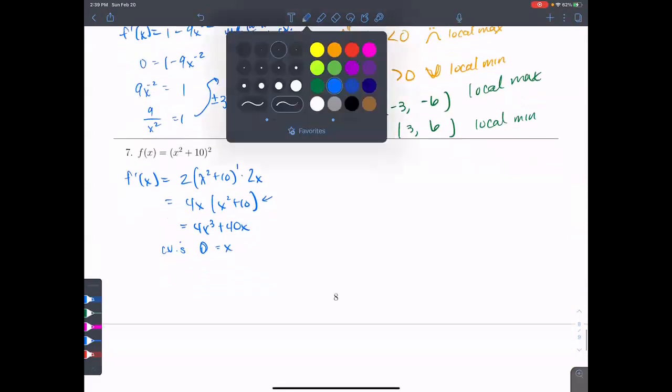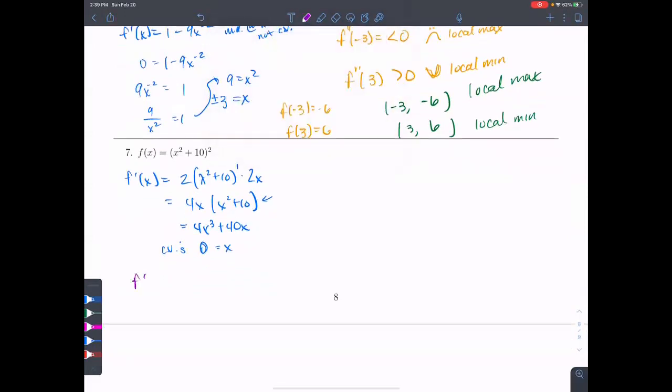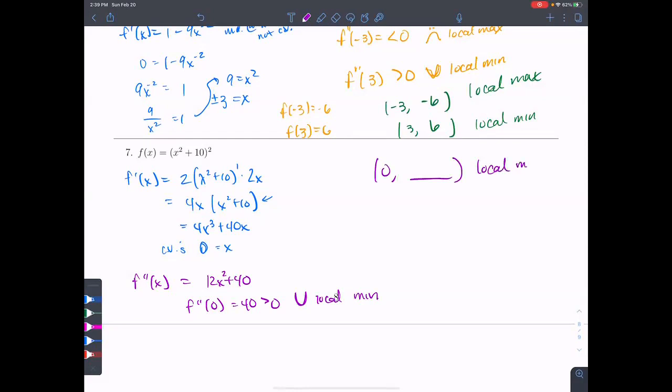All right, so then f double prime would be 12x squared plus 40. And if we plug in 0 to that, we get a positive. It's 40, which is positive. So it's concave up like a cup. So we have a local min at 0 something. This is f of 0, which is 10 squared, which is 100.